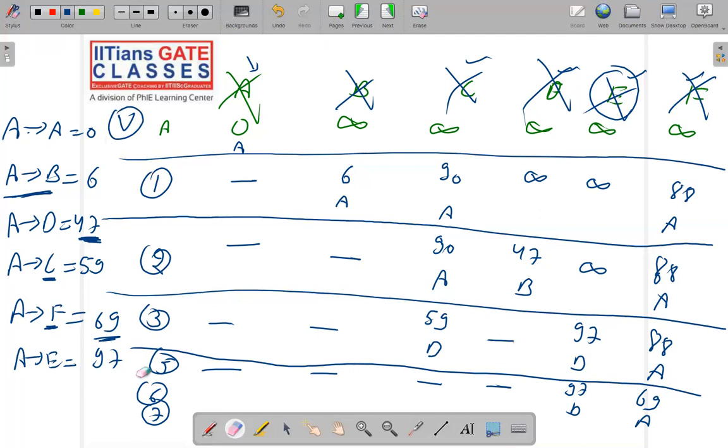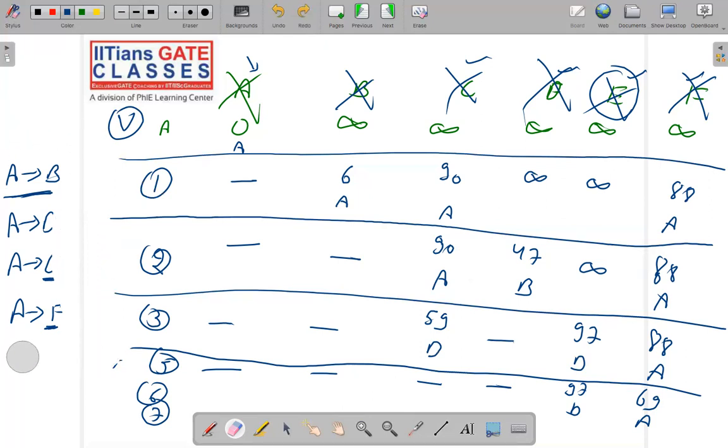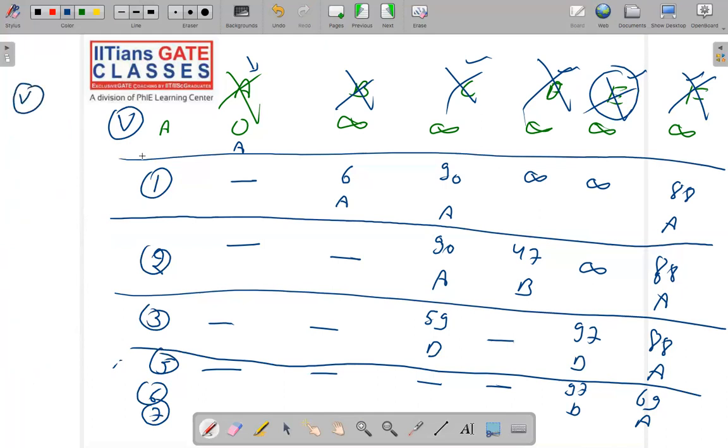Let me erase this. How many passes will we have? V is the number of vertices. If we have V number of vertices, we will iterate this algorithm V times. And at each step, what is the cost?